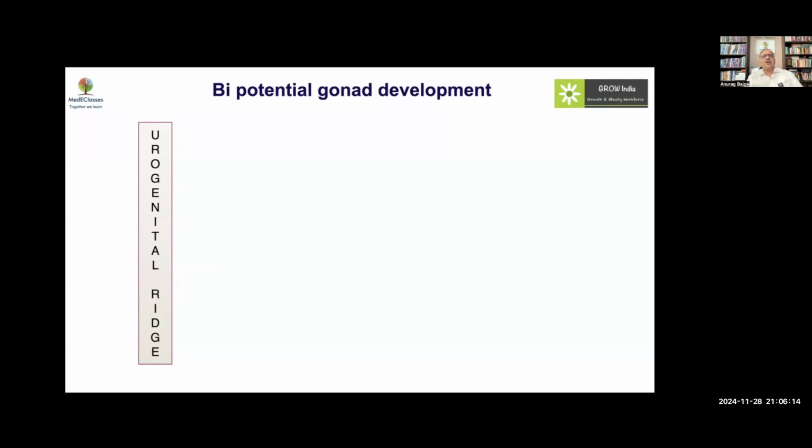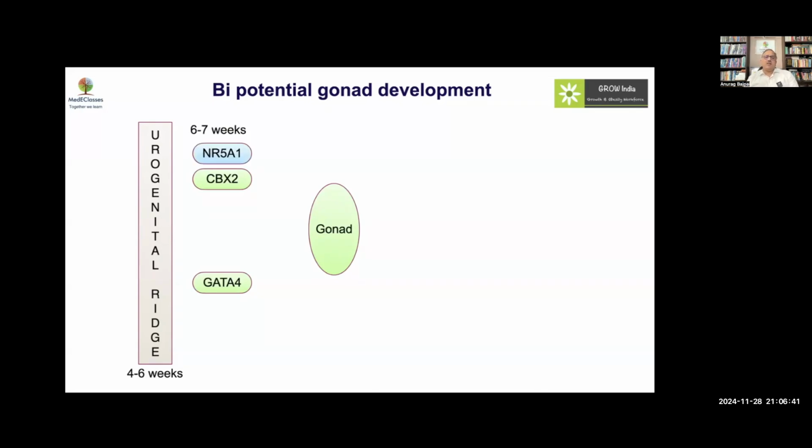Gonads are developed using two different structures. Like many other endocrine organs, like thyroid, pancreas, and adrenal, they are developed by two different types of cells. We have the urogenital ridge, which starts around 4 to 6 weeks, from which the bipotential gonad is developed. This requires a number of primitive or early transcription factors, including CBX2 and GATA4. Very important transcription factors from a pathophysiological perspective include NR5A1, which is also involved in adrenal development, and WT1, which is also involved in renal development.